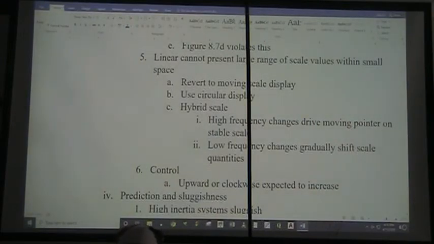All right, hybrid scale. If we have high frequency changes, they're going to have a moving pointer on a stable scale. Where if our changes are not as frequent, we can gradually shift the scale quantities, right?